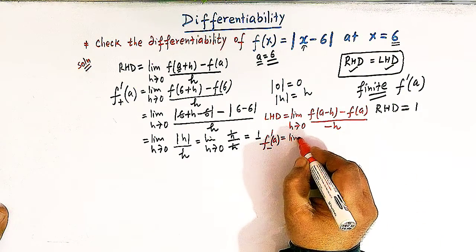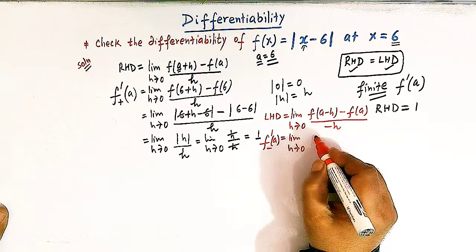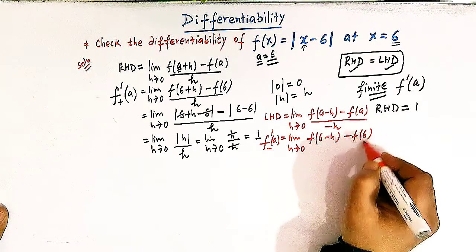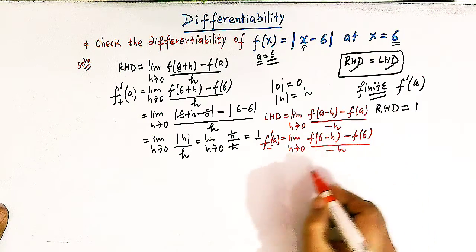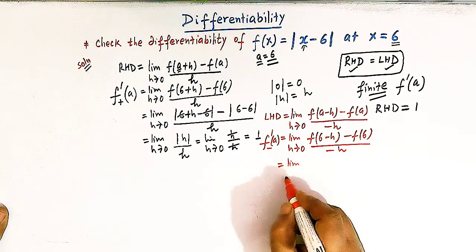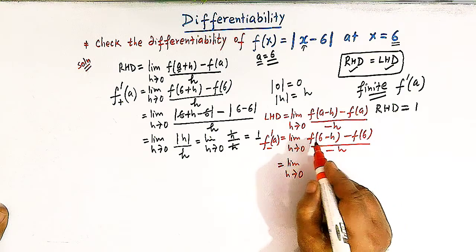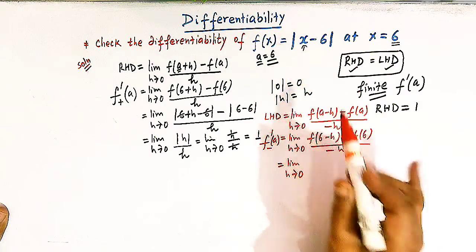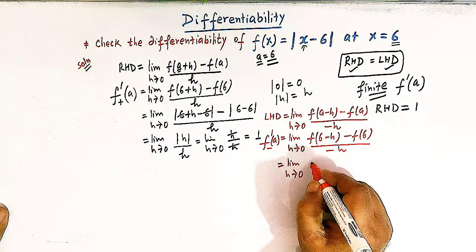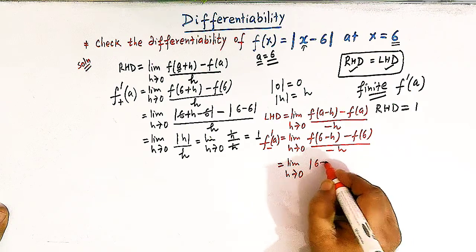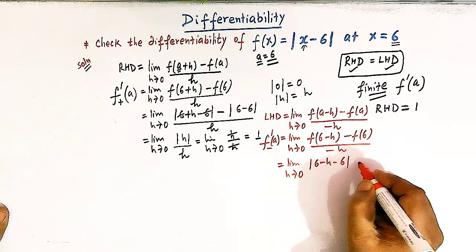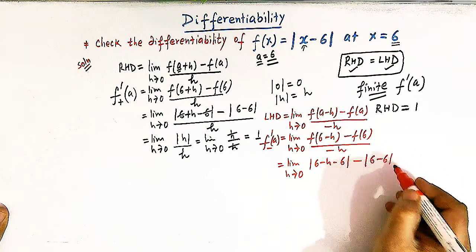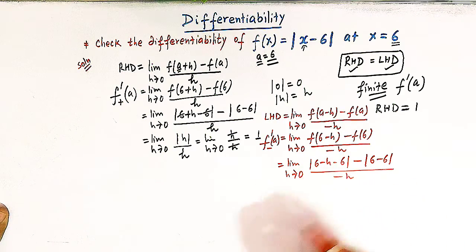So we have limit h tends to 0 of f of 6 minus h minus f of 6 divided by minus h. F of 6 minus h can be obtained by replacing x by 6 minus h. So we have mod of 6 minus h minus 6, and here f of 6 is mod of 6 minus 6, and here we have minus h.